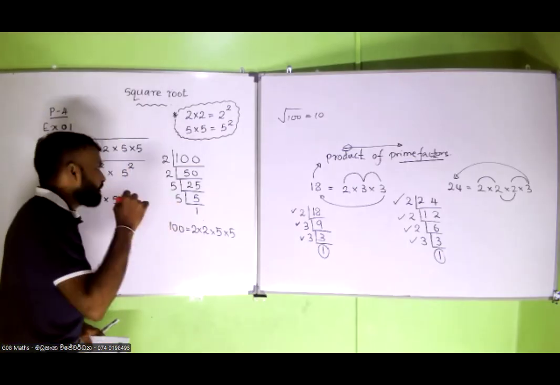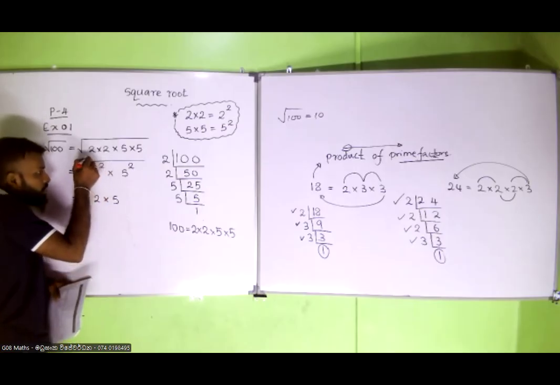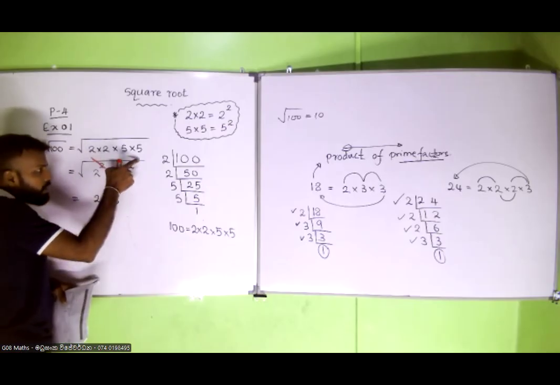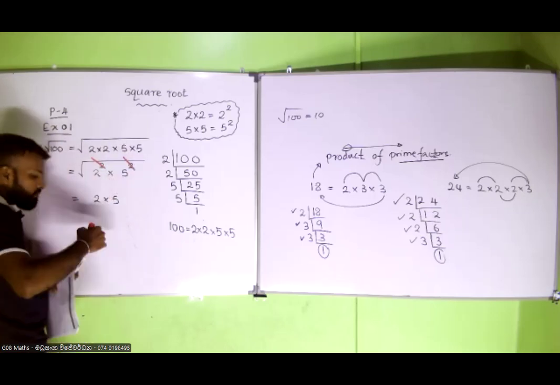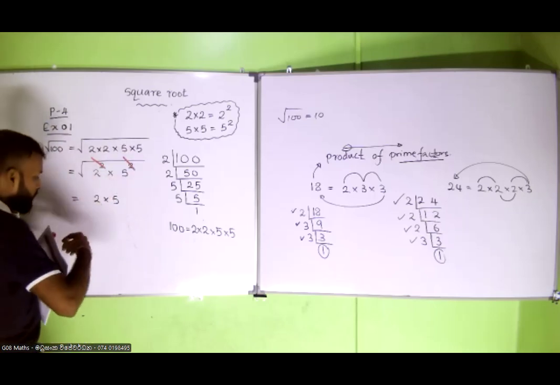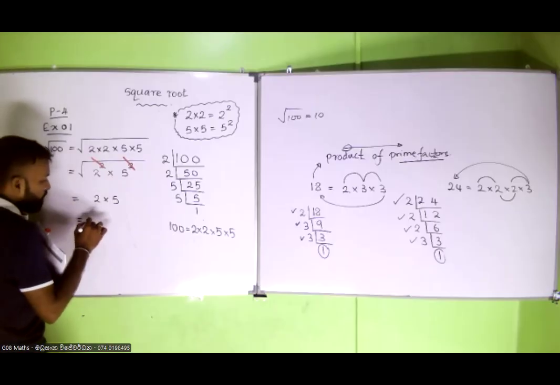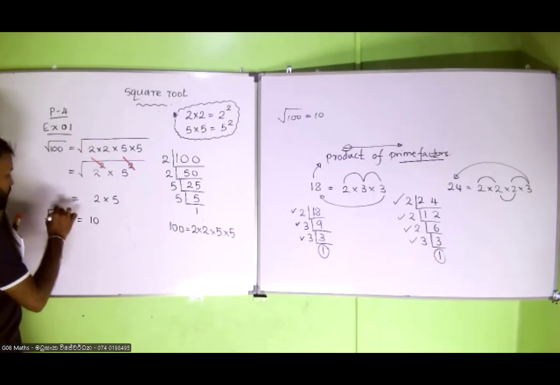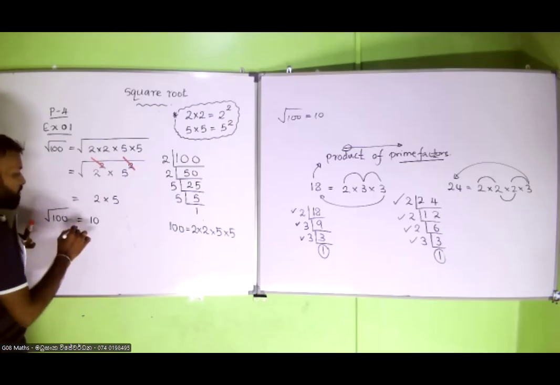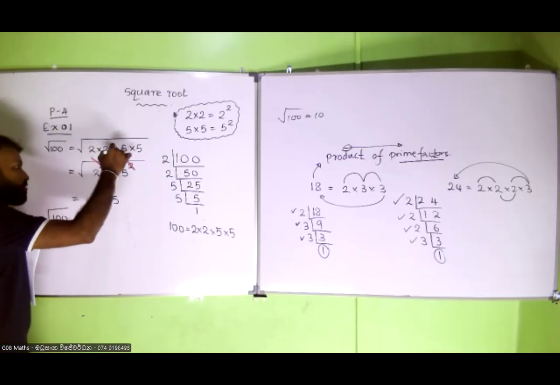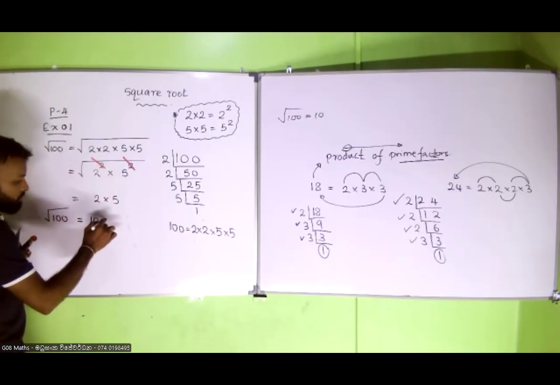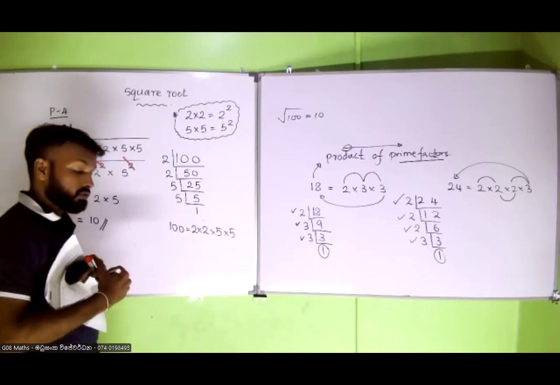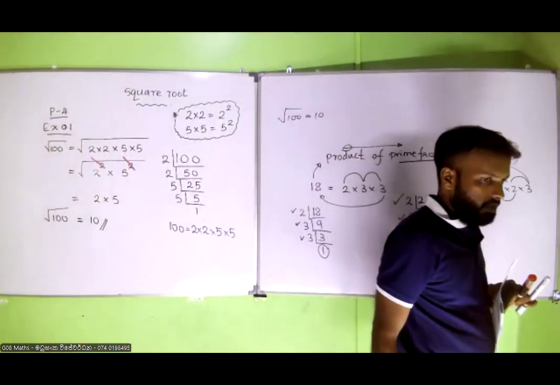This is my pencil. This is my character, and I am going to cut my 2 power 2. The remaining part, I am going to cut using my pencil. Now the remaining numbers are 2 multiplied by 5. 2 multiplied by 5 means 10. So the square root of 100 is 10, but we have done it using prime factors. This is how we get the answer by using prime factors.